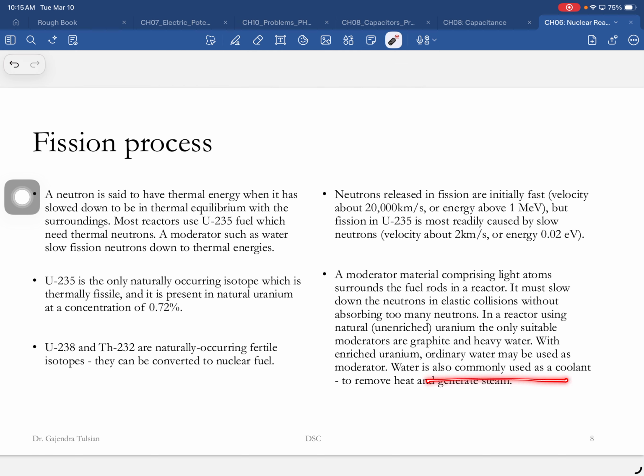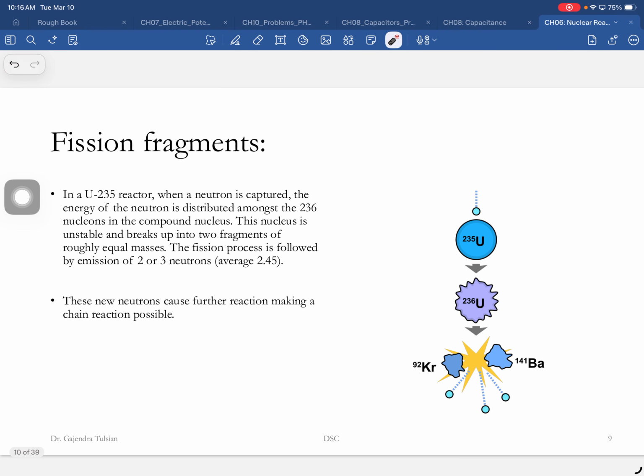Water is also commonly used as a coolant to remove heat from the core and generate steam. All right, so here's the process. There's a neutron. You shoot it at a uranium-235. This is in an excited state, and pretty soon it'll split into two pieces and 3 neutrons.